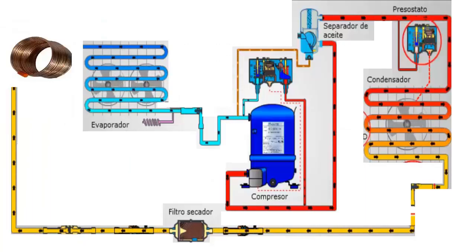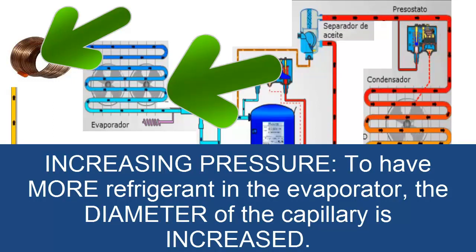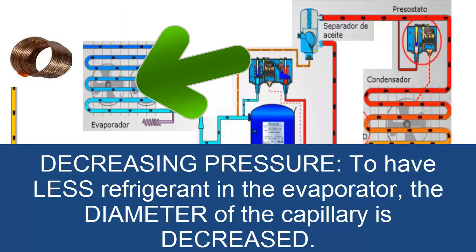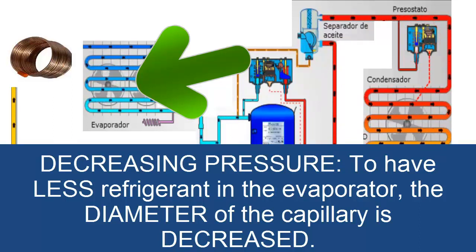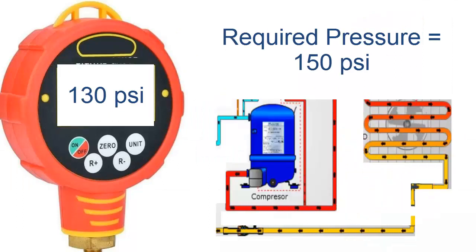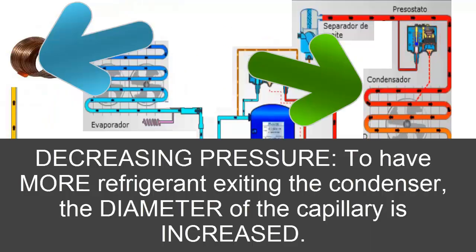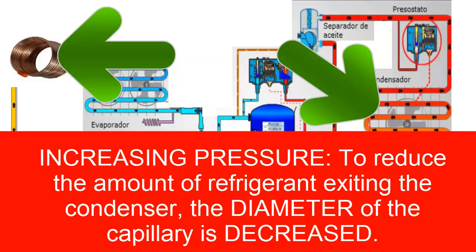If we want more refrigerant to enter the evaporator, we simply put a larger diameter. On the other hand, if we need less refrigerant to enter, then we put a smaller capillary diameter. For the condenser, we should not play with the length, but with the diameter. If we want more refrigerant to come out of the condenser to lower the pressure, then we put a larger capillary diameter. On the other hand, if we need more pressure, that is, more refrigerant in the condenser, then we put a smaller diameter. In this way we can adjust the capillary measures.